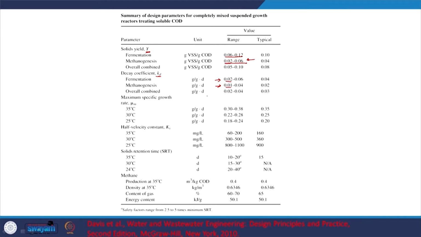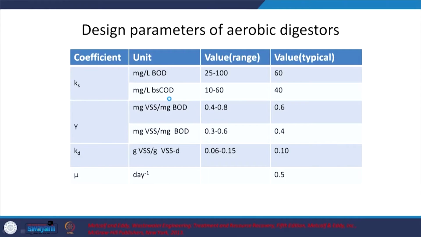So, that is something to keep in mind, because you want to balance out the amount of acetic acid that is being accumulated, right. And then specific growth rate and such. I would like to compare that with the one for aerobic systems. Let us see what we have. So, design parameters for aerobic digesters. Maybe I should have presented the one for activated sludge process, but that is fine.